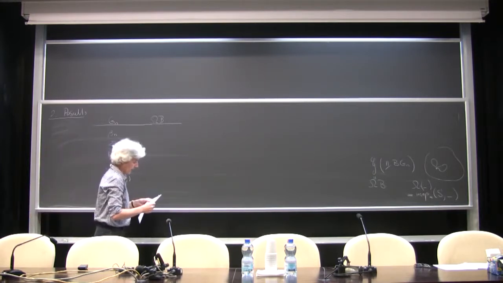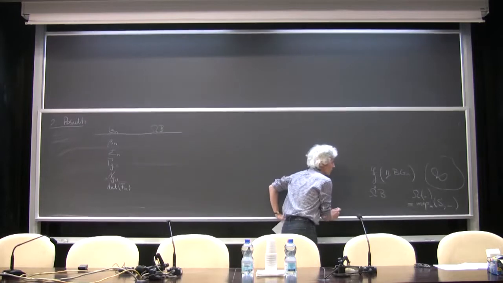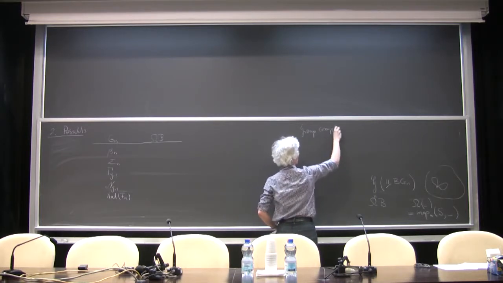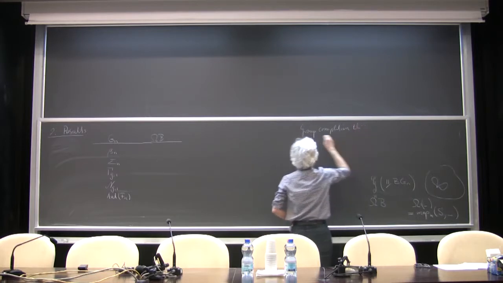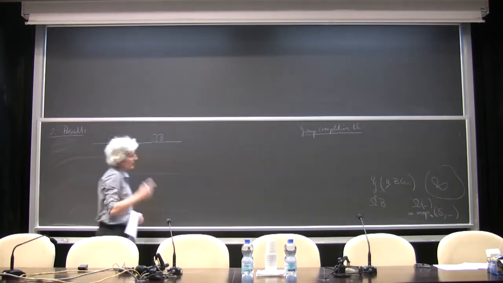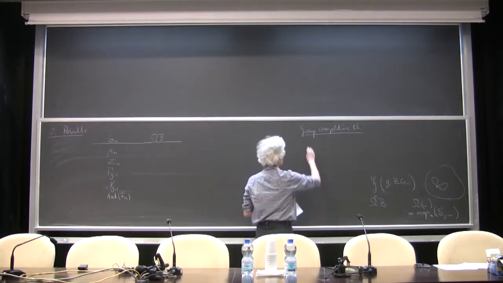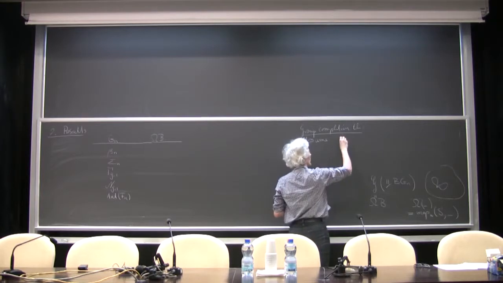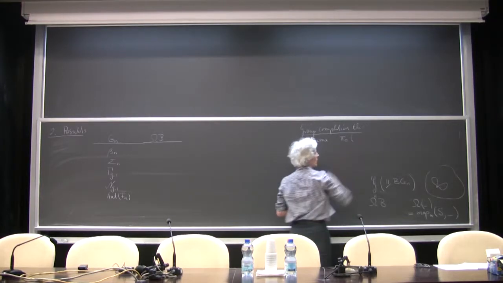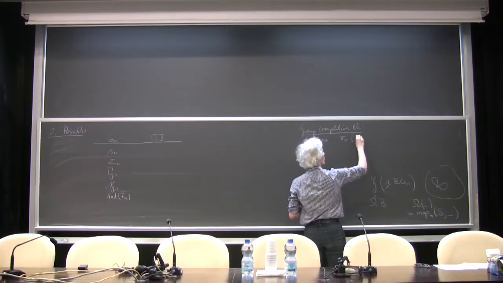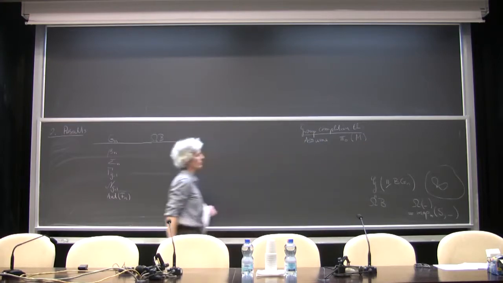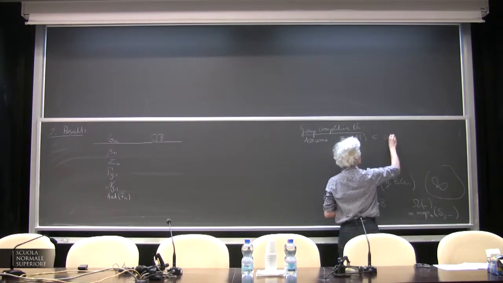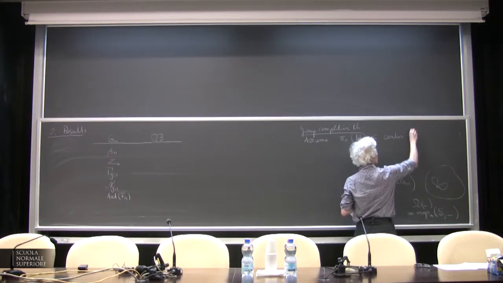Actually, maybe I should say something more. There's the group completion theorem. So I need a certain condition, namely, let's assume that if I look at pi naught of my monoid, pi naught of my monoid M, let's assume this is contained in the center of H_*.